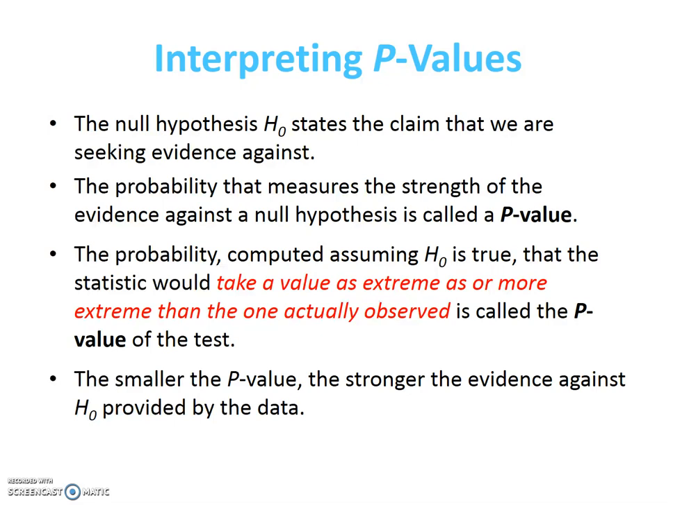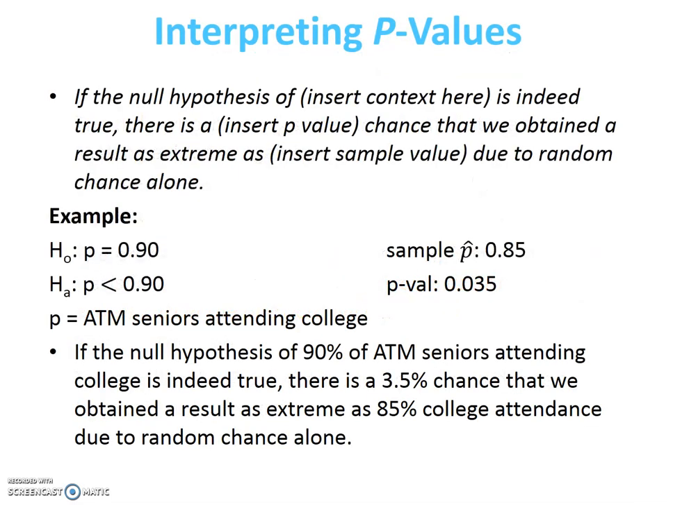The probability is computed assuming that the null hypothesis is true, that the statistic would take a value as extreme as or more extreme than the one actually observed. That is our p-value. So the smaller the p-value, the stronger the evidence against the H sub 0 provided by the data. This little part here in italics is going to be your way to interpret a p-value. So if the null hypothesis of, insert your context here, is in fact true, there is a, insert the p-value, chance that we obtained a result as extreme as, insert sample value, due to random chance alone.